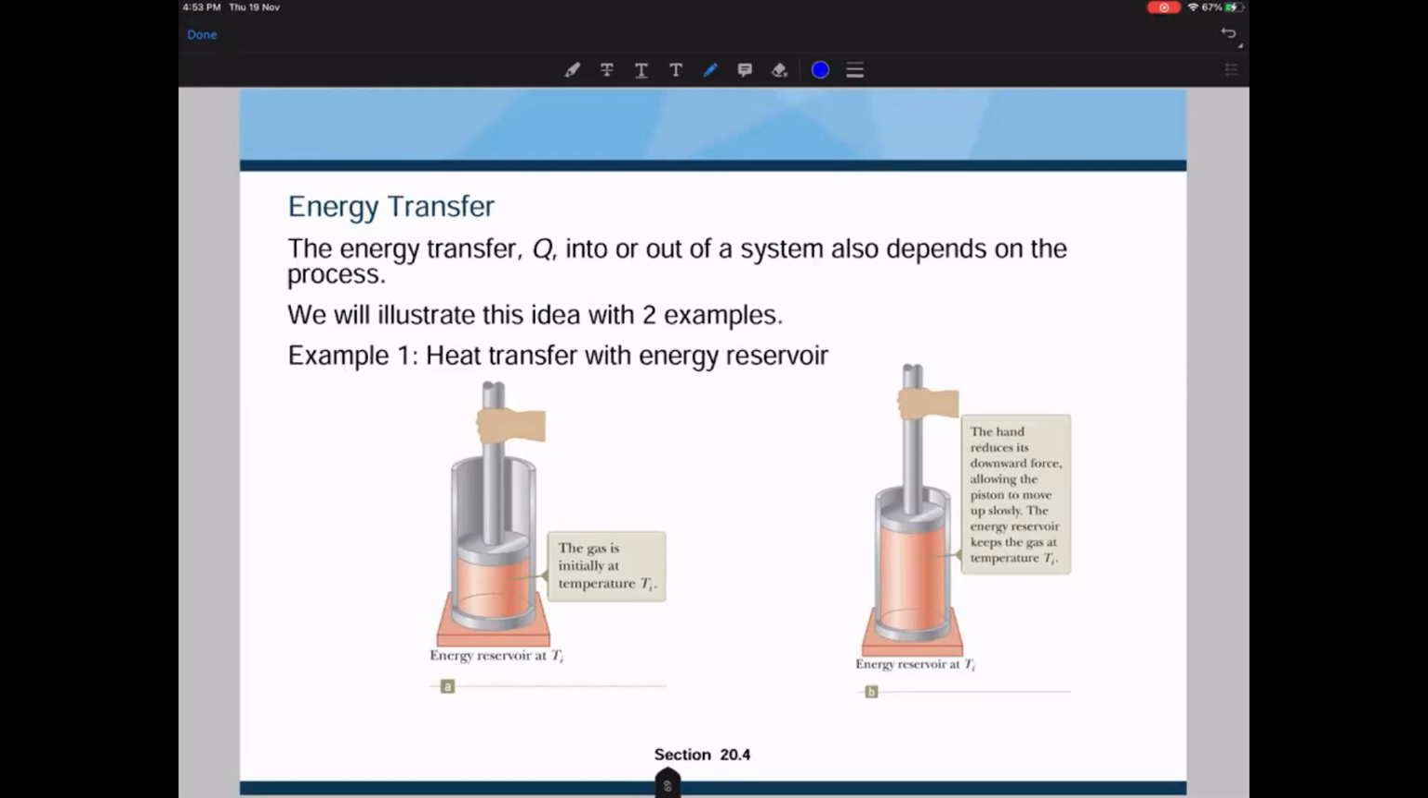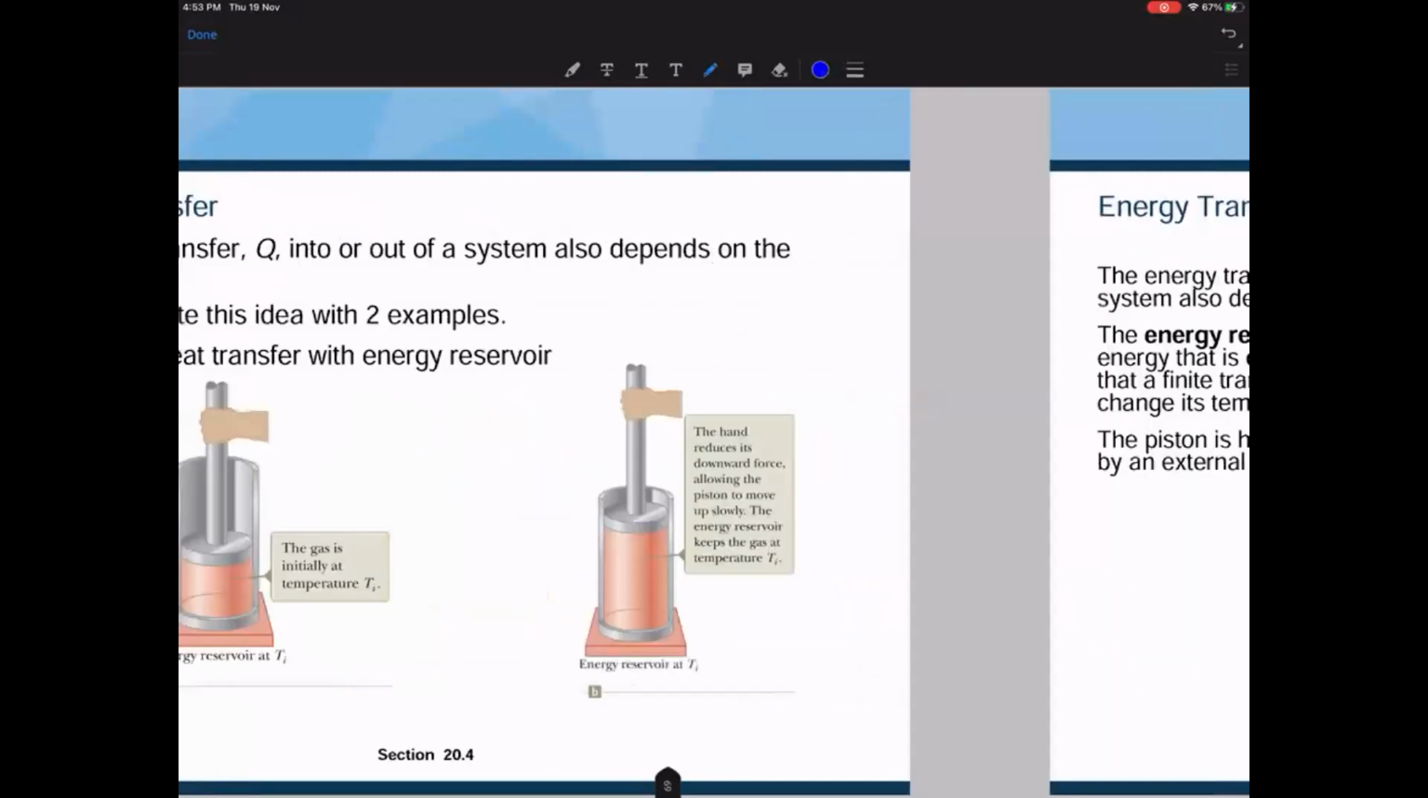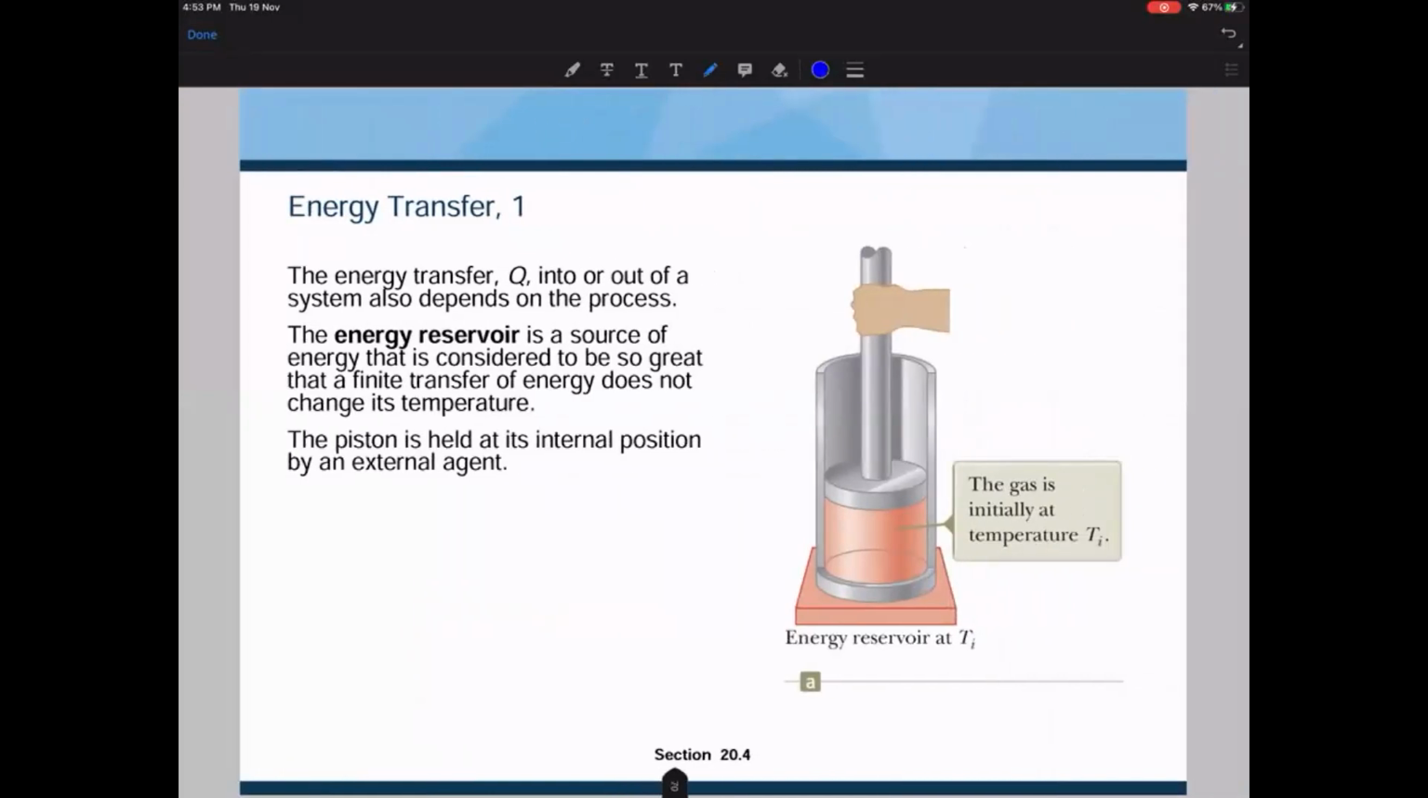But during the process, you can do it very slowly. So you could have the temperature or the heat energy that is gradually transferred into or out of the system through the energy reservoir, which is kept at temperature Ti.